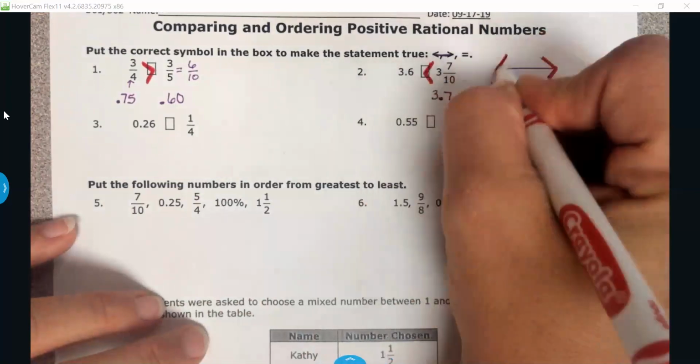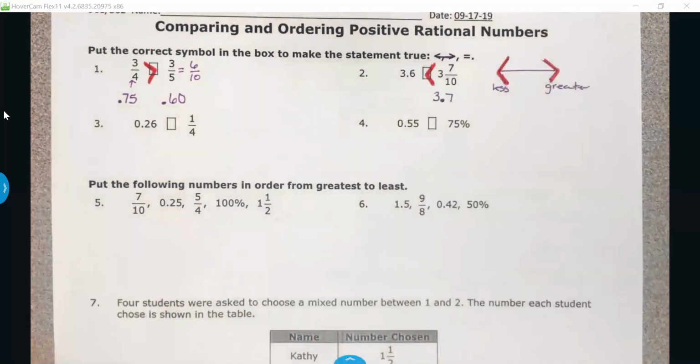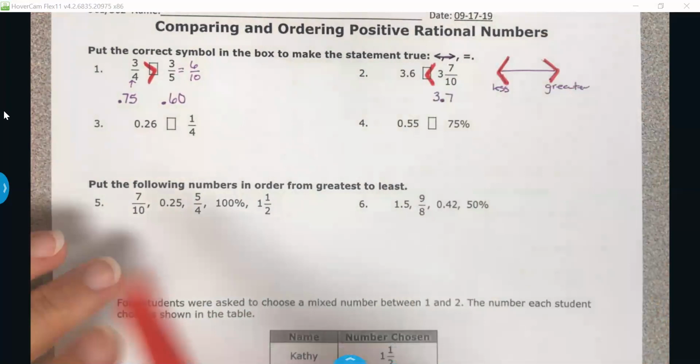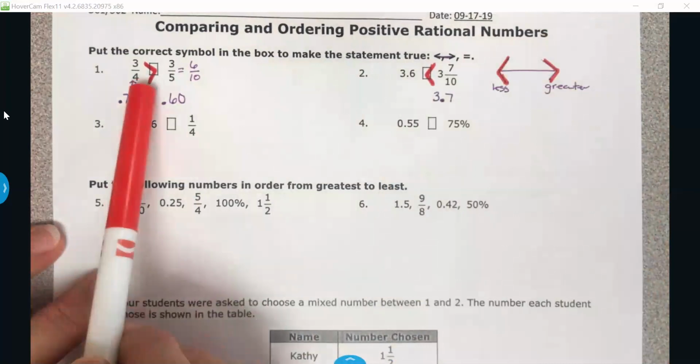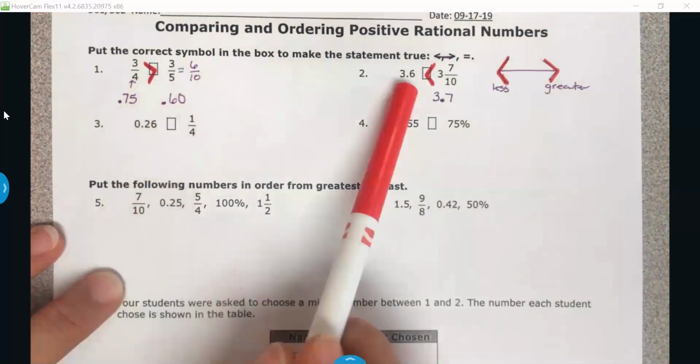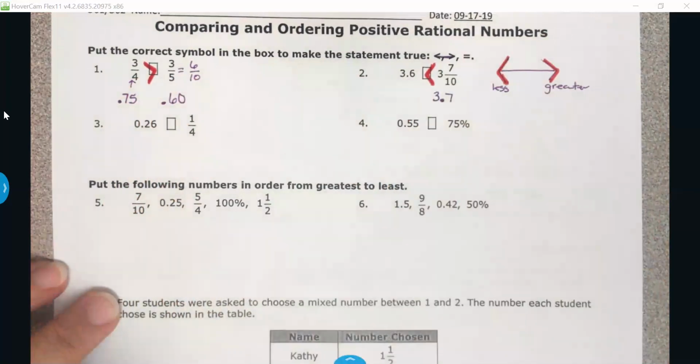Now, you should be following along in everything that I'm doing. If you do not have this work that I have, your problem will be counted wrong. Even if you have the correct symbol, no work, no credit. So you must show work on every one of these problems. Show me something.